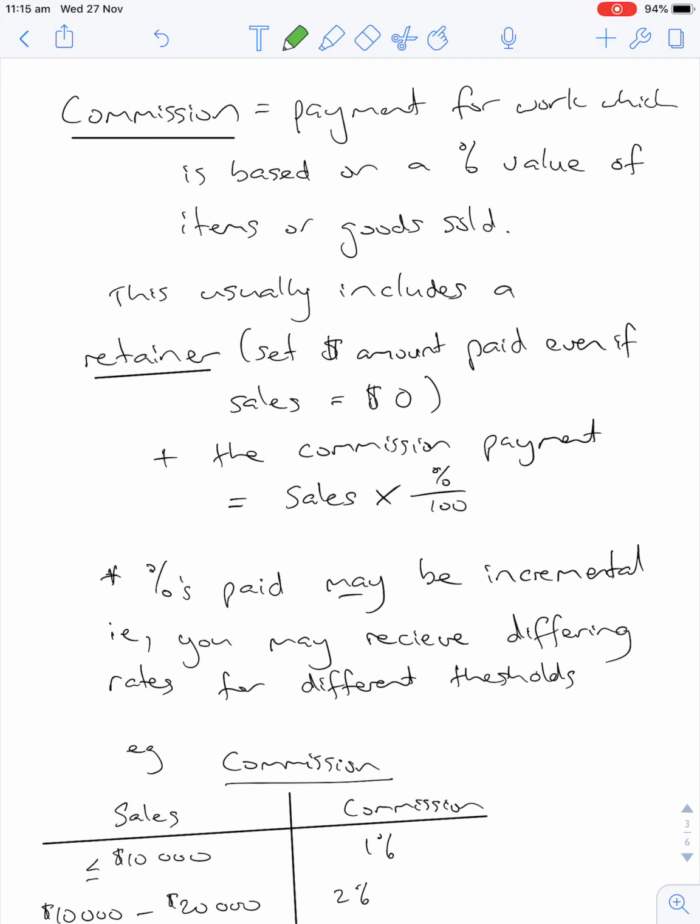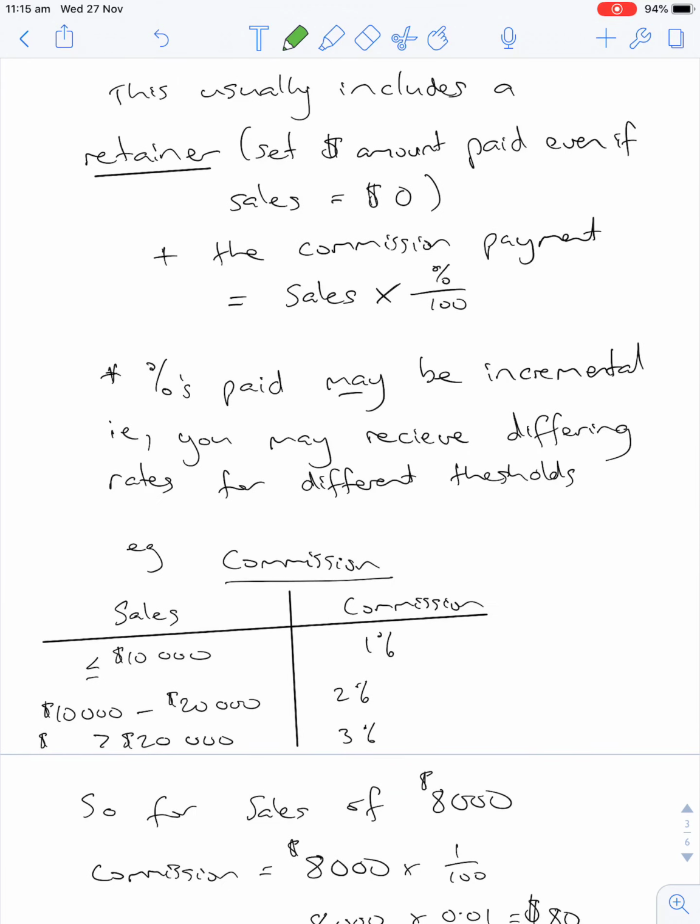So they will pay you a set dollar amount, which is normally something like the minimum award wage for your age. And then on top of that, you would get the commissions for any sales that you make. Now commission is another example of a percentage calculation, where you take the percentage that the commission is, divide it by 100 to turn it into a decimal number, and then times it by your sales. If it's a very simple question, it's going to be as easy as that.